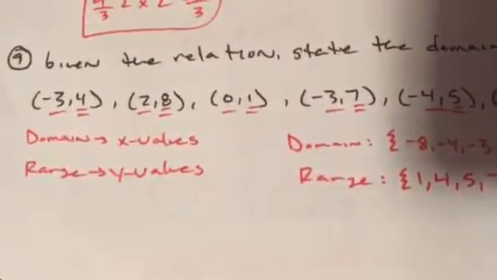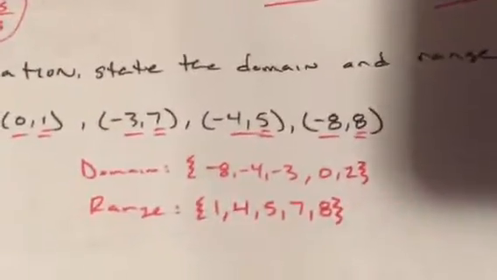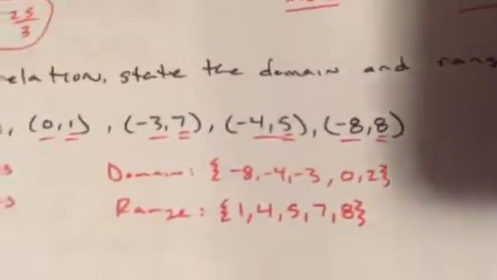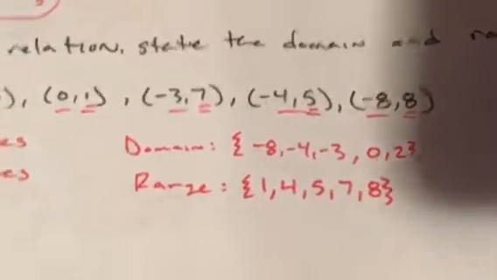Guys, the domain is all the x values. Range is all the y values. So write all the unique x values. Single underline: negative 8, negative 4, negative 3, 0, and 2.